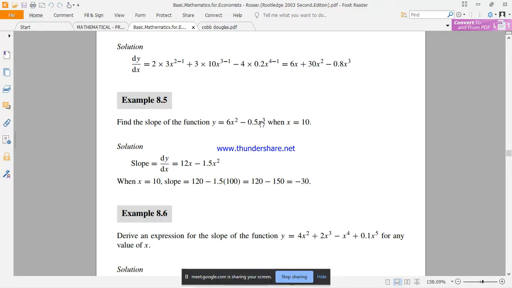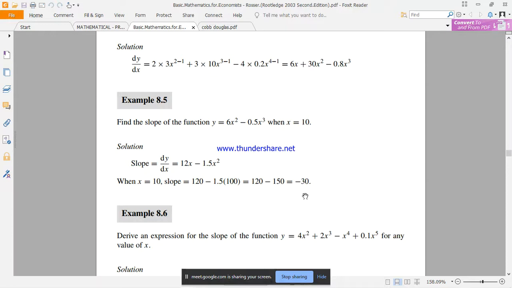Okay, then x to the power 3, when I differentiate that, it will just be to the power 2. But the question is, what is the value of the slope when x is 10? So I'll just plug in 10 wherever there's x, and then you find your answer, which is negative 30. That means the slope of this function when x is 10 is downward sloping, because I've got a negative slope. So the value is negative 30 at that particular point.